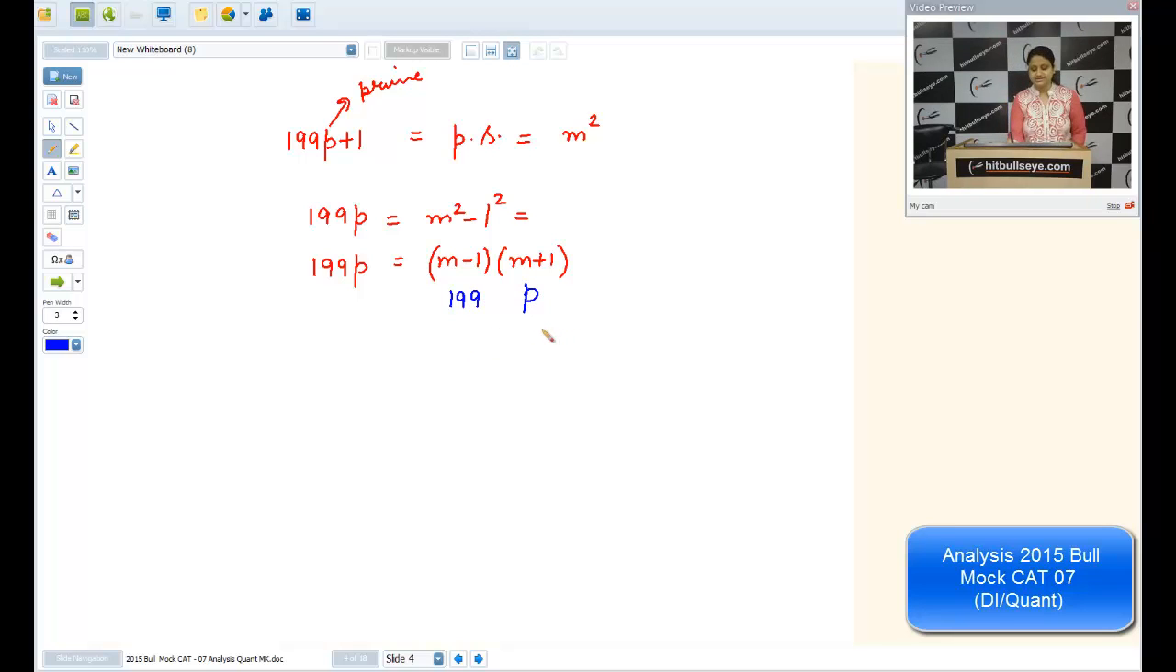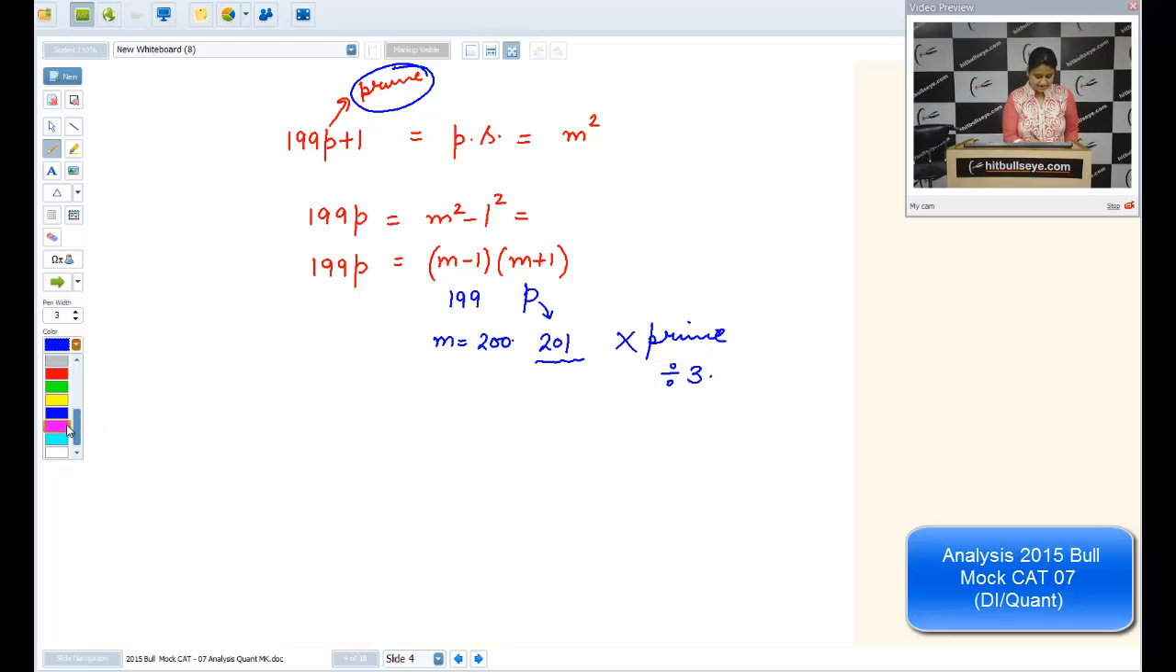First of all, I'm taking this case. If m minus 1 is 199, m will be 200 in this case. So p will be 201. p should be a prime. So this case is rejected. Why? Because 201 is not a prime number, because this is divisible by 3. You can see the sum of digits. That is the divisibility rule of 3. So this case is not valid.